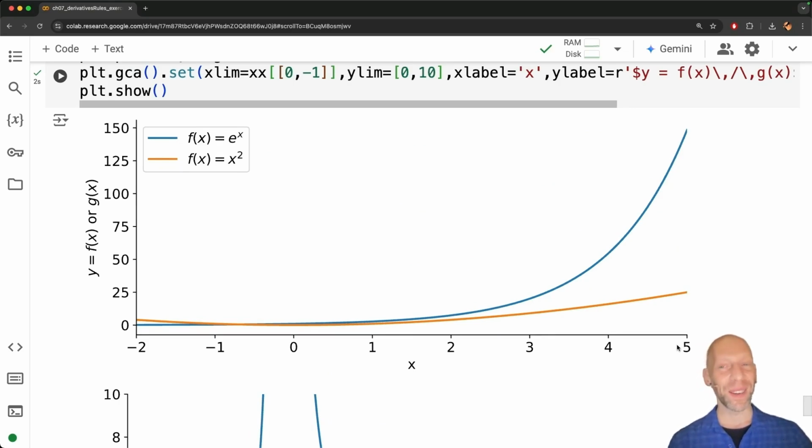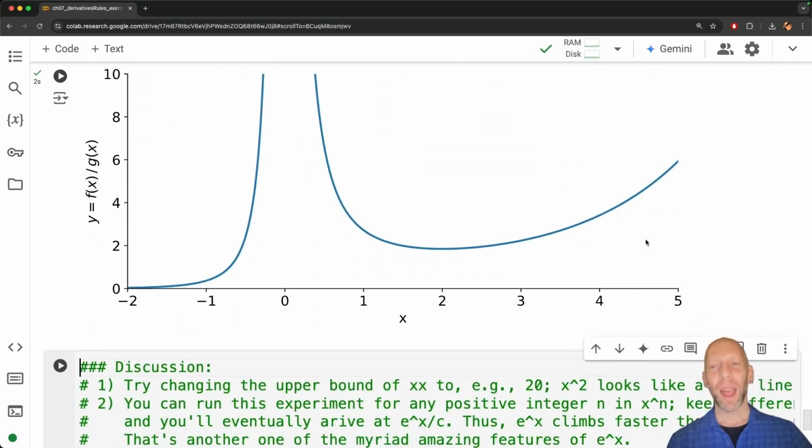We're still very far away from infinity. And it's also clear from the ratio. The ratio is going up here. Now, what I encourage you to do, which I'm not going to do here, is change the order of the ratio. So instead of e to the x divided by x squared, change this code so you have x squared divided by e to the x. And you will see that this quickly tapers down to 0.